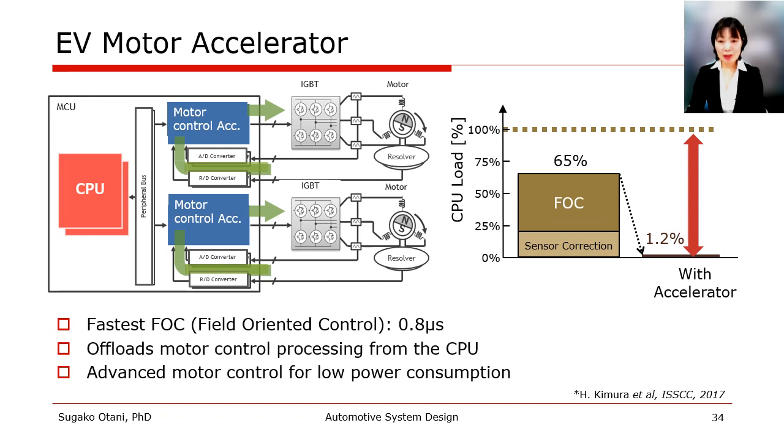Performance improvement by applying the motor accelerators is shown in the right graph. The motor accelerators offload motor control processing from the CPU, and the CPU load decreases from 65% to 1.2%. The functional safety tasks are executed with a periodic verification of the motor accelerators. The rest of the CPU resources can be used for advanced motor operations.